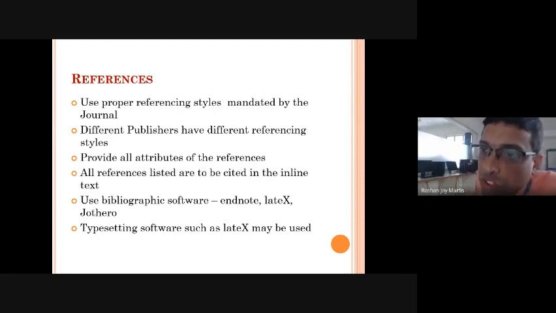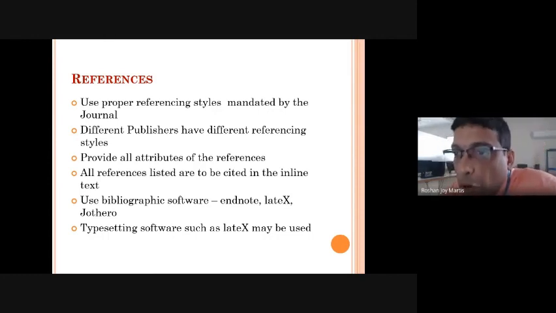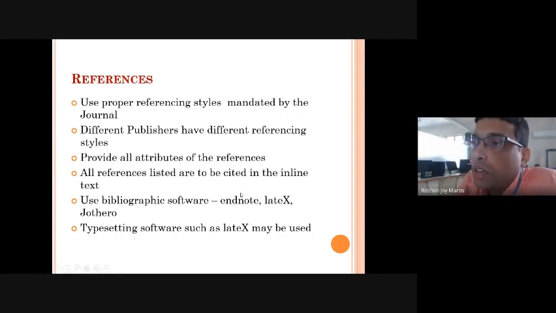Instead of listing references like this, you can also use bibliographic software like EndNote, LaTeX, Zotero, etc. Various bibliographic software is available. EndNote is a paid software. It is not required. Of course, you can get it pirated, but LaTeX is always open source. You can use it. Zotero also you can use.